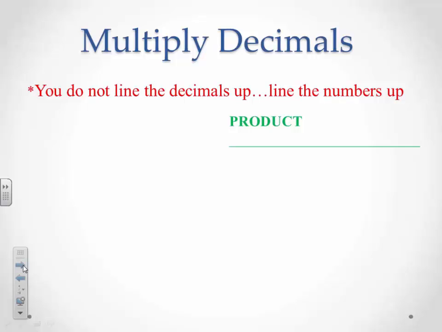Product is the first word we're going to deal with here. Product. I'm sure you know. I would like you to write that down first. Product's the answer to a multiplication problem.